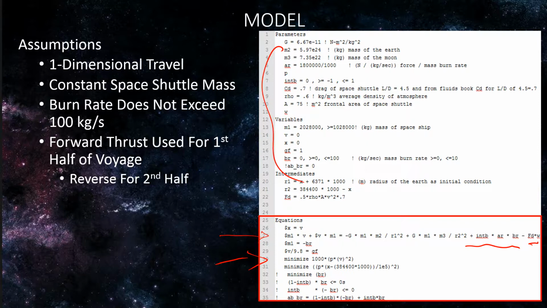And then our assumptions. We assumed 1D travel, as you could tell from the equation. We assumed constant space shuttle mass. We just assumed that the burn rate does not exceed 100 kilograms per second, and that's what we found to be pretty standard in our best case. And then the forward thrust was used for the first half of the voyage, reverse for the second half, and that was simply to help the optimizer to come up with a good solution.